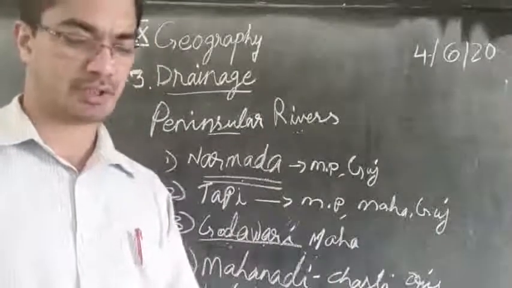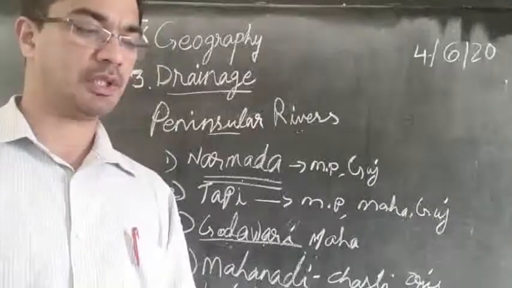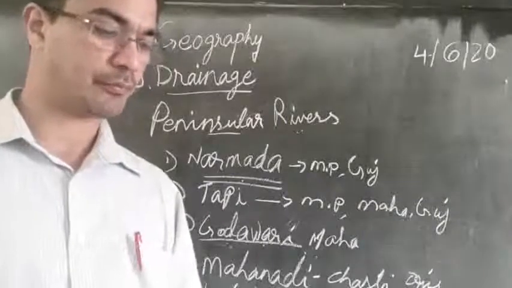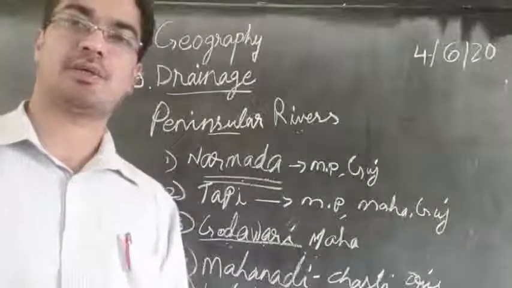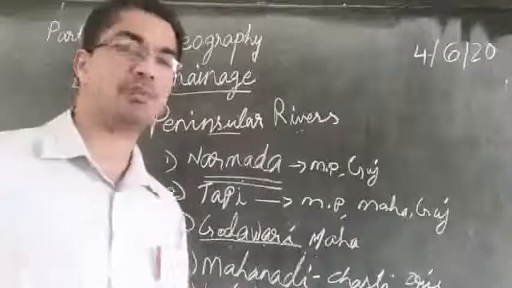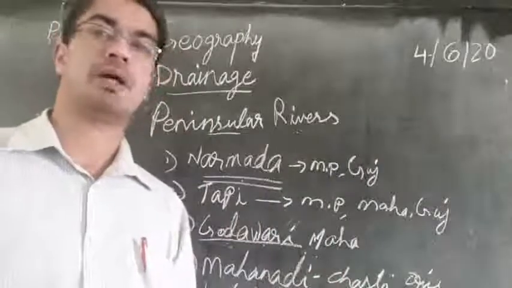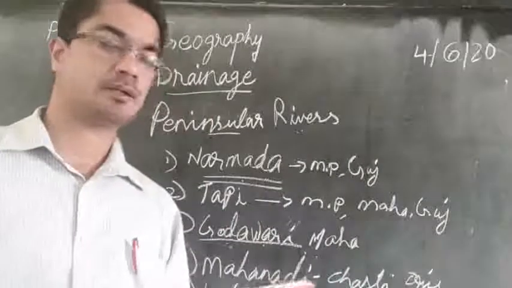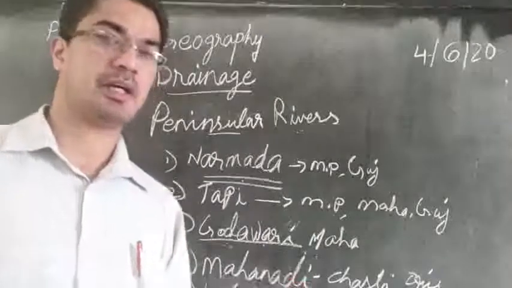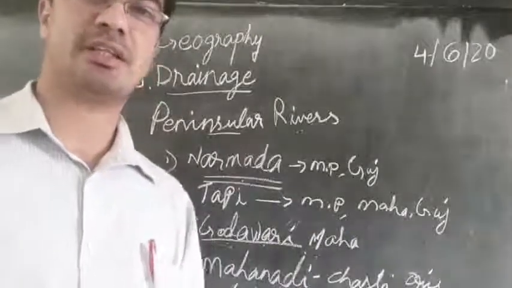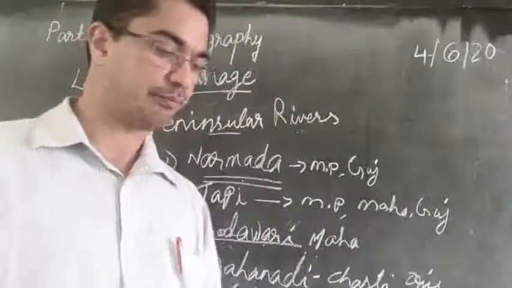Then its drainage basin is shared by Maharashtra, Karnataka and Andhra Pradesh. So this river Krishna is mainly flowing through the southern states. What are they? Maharashtra, Karnataka and Andhra Pradesh. These are the three states getting the benefit from the Krishna river. The river is flowing through these.